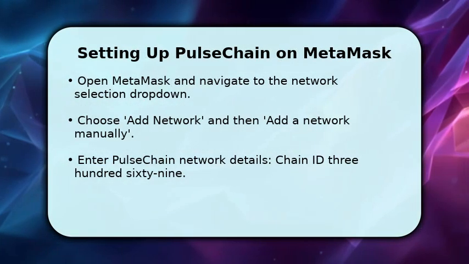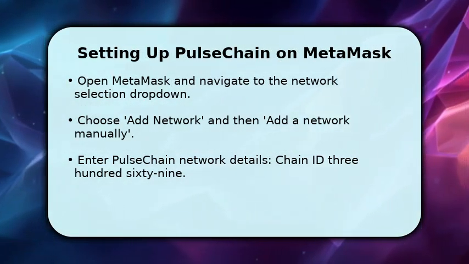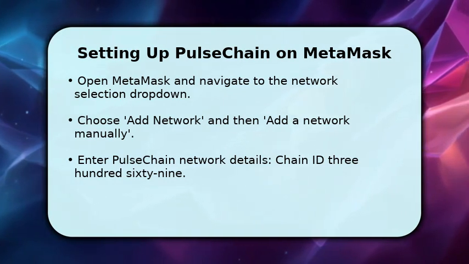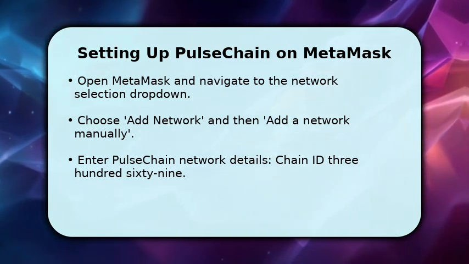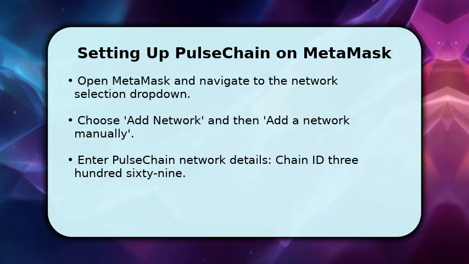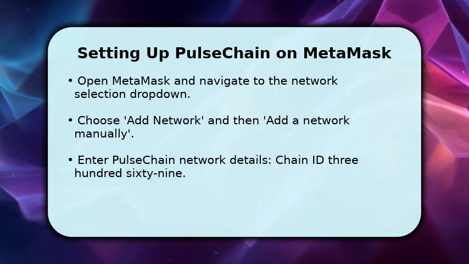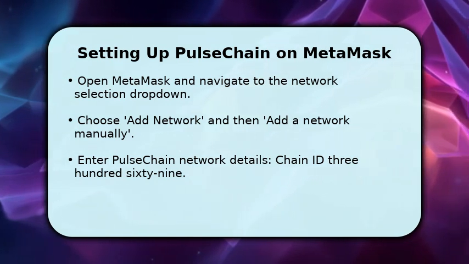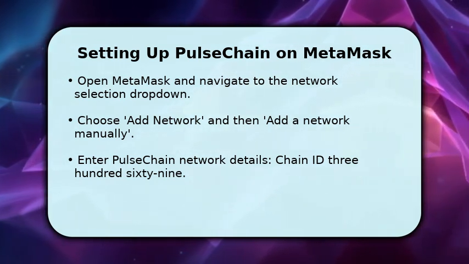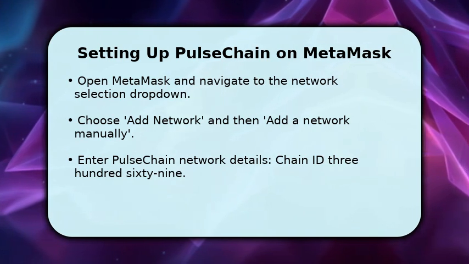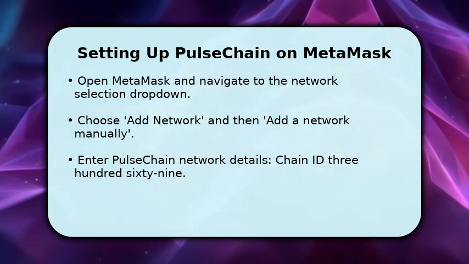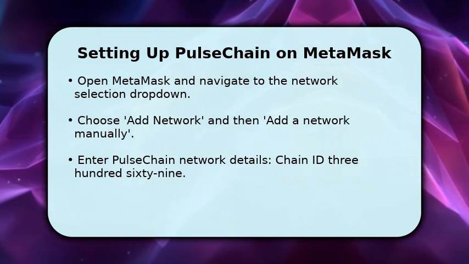To begin, open your MetaMask wallet and locate the Network Selection drop-down menu at the top. Select Add Network, then choose the option to add a network manually. You will need to input specific details. The network name is Pulse Chain. The new RPC URL is https://rpc.pulsechain. The chain ID is 369, and the currency symbol is PLS.